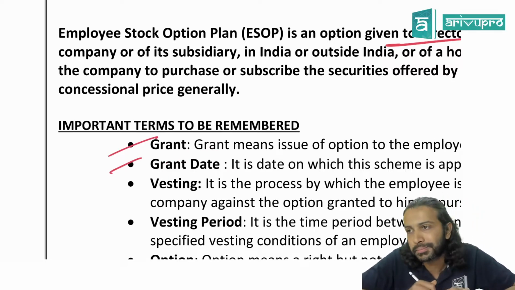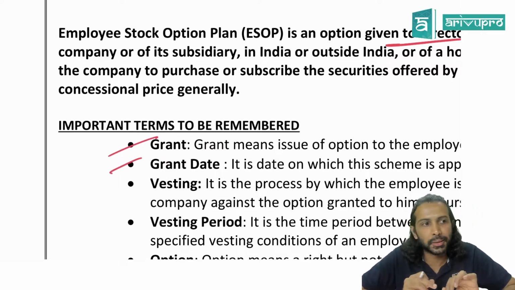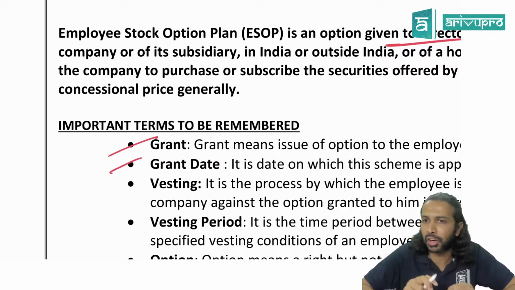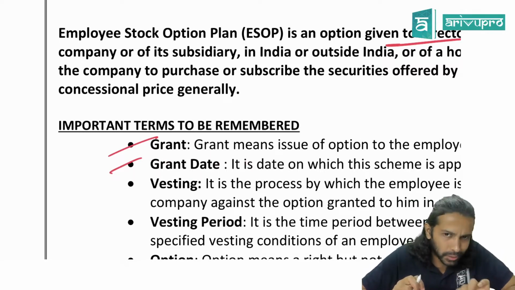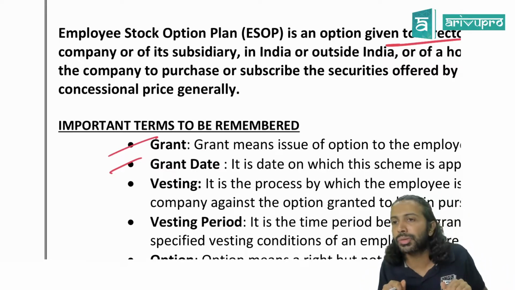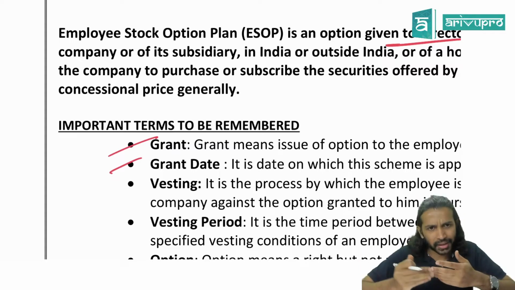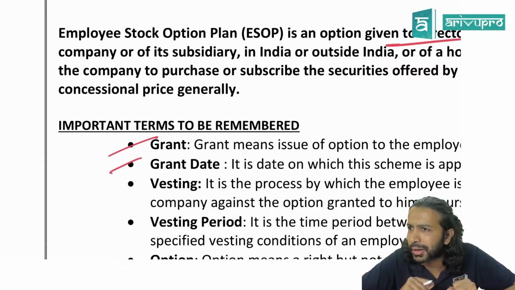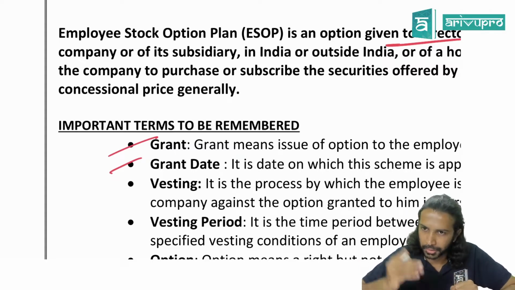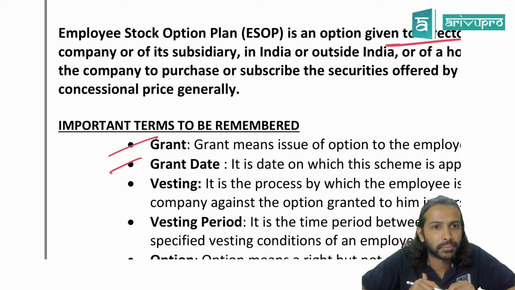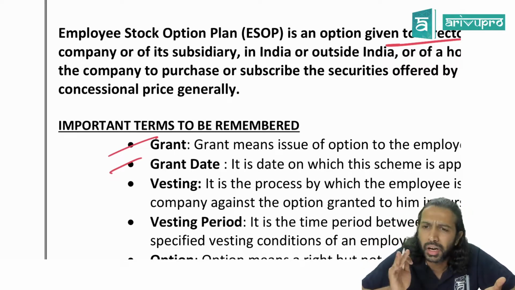Grant date. They'll use something like: X Limited issued shares to employees, grant date is so and so. Grant date means the day... Who am I giving the shares to? Employees. Am I giving it free of cost, or am I collecting some money from them? Collecting money means employees have to give money to me. That means all the employees will buy the shares? Some of them may buy, some of them may say, I don't want.